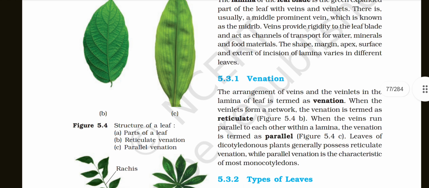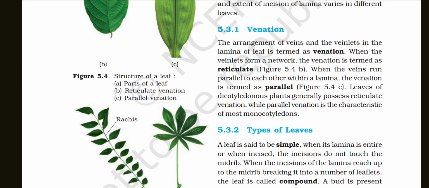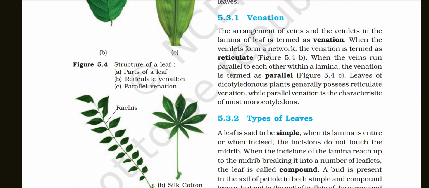The shape, margin, apex, surface, and the extent of the incision of the lamina vary in different leaves. Venation: the arrangement of the veins and the veinlets in the lamina of the leaf is termed venation. When the veinlets form a network, the venation is called reticulate.